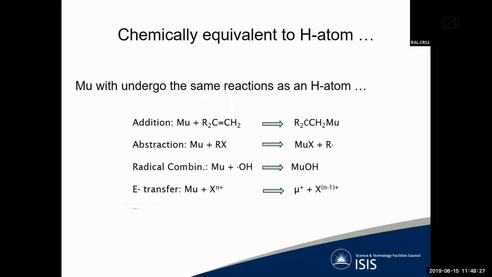So as I said, it's chemically equivalent to the hydrogen atom, so muonium will undergo all the same reactions as you might expect the hydrogen atom to undergo. So addition, as I'll come back to later, abstraction, radical recombination, electron transfer, they should all work in the same way, but with due regard to the muonium atom being a light version of the hydrogen atom.